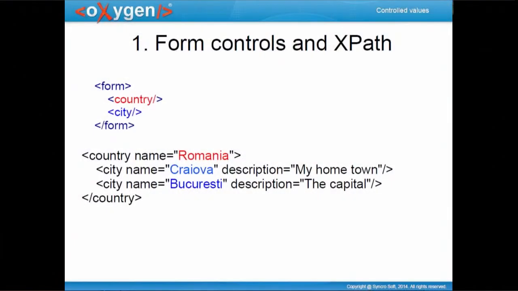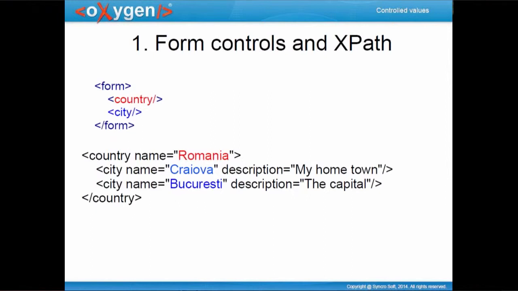Okay, so the first solution involves form controls and XPath. My scenario is pretty simple. I have a form-oriented XML, with a form and a country and a city element. The possible values for the city element depend on the value that I've already set for the country. This dependency is encoded in an external XML file that has this structure: I have a country and then the available cities.